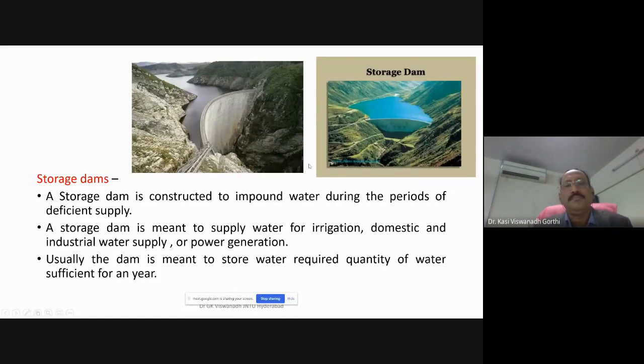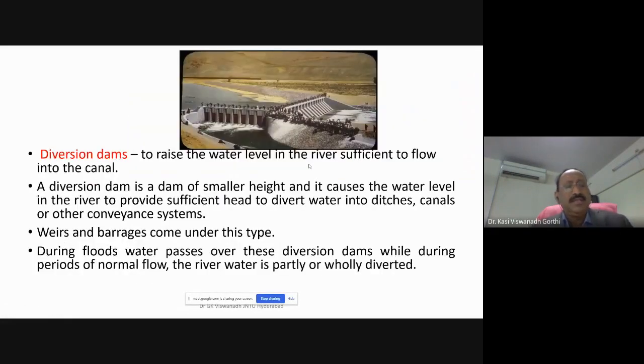It is meant to store water which is required for 1 year. Why is it 1 year? Because immediately after that there will be recurrence. Once again the monsoon season comes, and water will be flowing into the reservoir. It can be stored there.